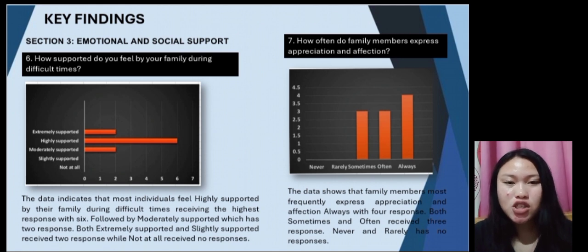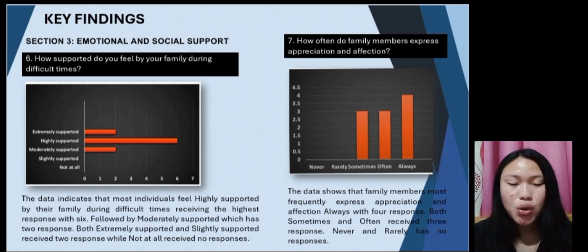So next in section 3, number 7, how often do family members express appreciation and affection? Based on the result of our survey, the data shows that family members most frequently express appreciation and affection always, with 4 responses. Both sometimes and often receive 3 responses, while never and rarely have no responses.